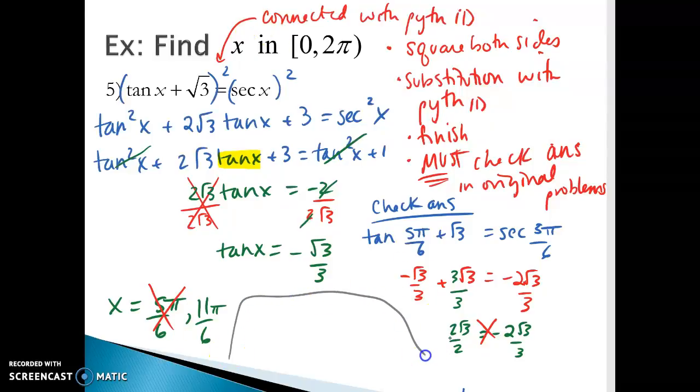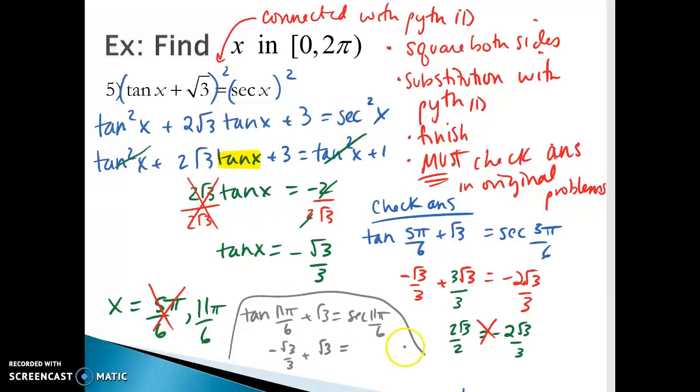If we do the same thing to check 11 pi 6, we will get the tangent of 11 pi 6 plus root 3 equaling the secant of 11 pi 6. And this will give me the tangent of 11 pi 6 is negative root 3 over 3 plus root 3 equals the secant 11 pi over 6 is positive 2 root 3 over 3. And we will find out that 2 root 3 over 3 also equals 2 root 3 over 3. Therefore, 11 pi 6 is our answer.